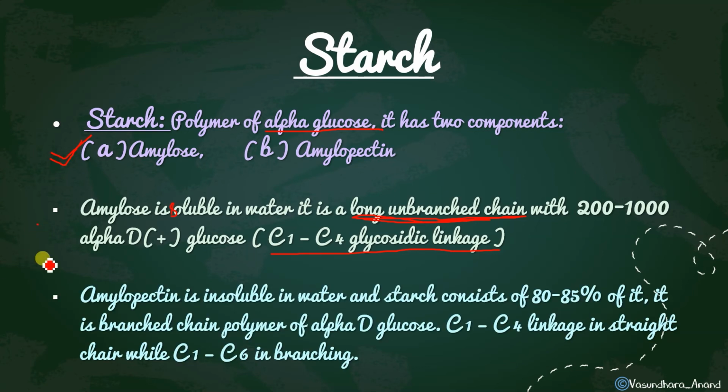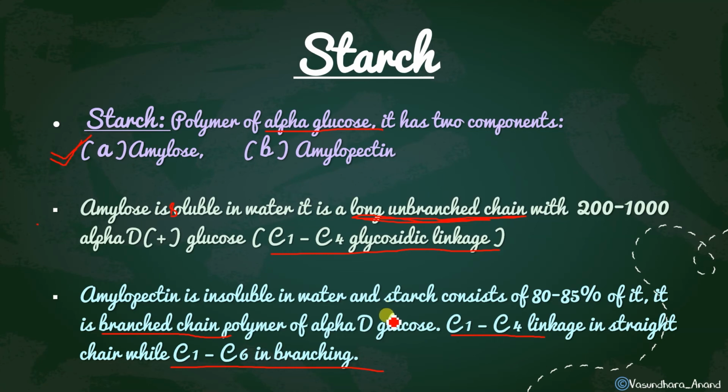Okay. Amylopectin is insoluble in water. Why? Because it has a branched chain. Why is amylopectin insoluble? Because it is a branched chain. It is a polymer, but it is a branched chain. Okay. And here also C1-C4 linkage will be there in the straight chain, but in branching C1-C6 linkage will be there. That means एक कार्बन का C1 और दूसरे कार्बन का दूसरे मोनोसैकेराइड का C6 कंबाइन करेगा. Got it? Okay.